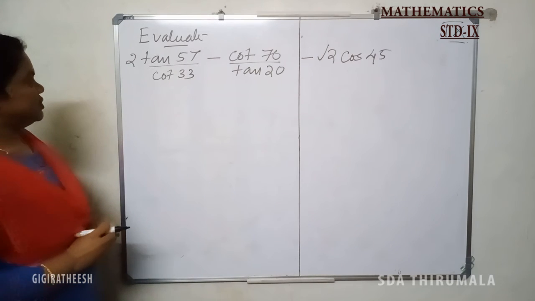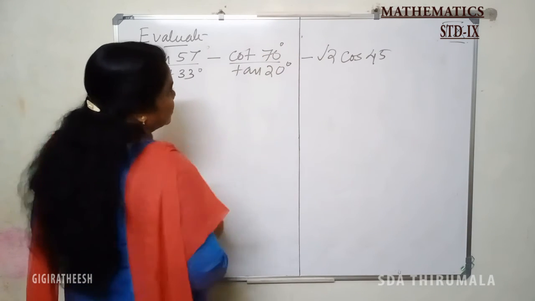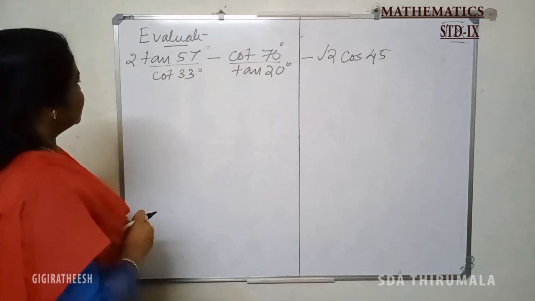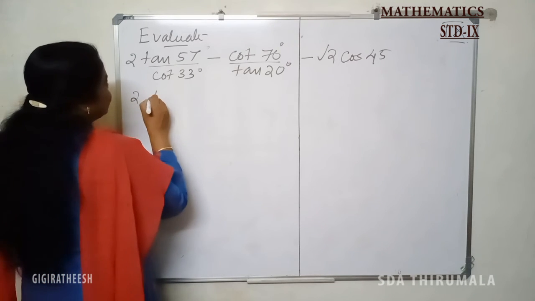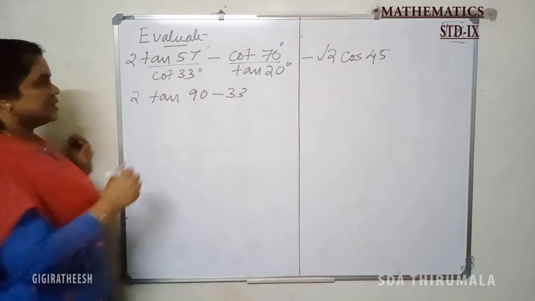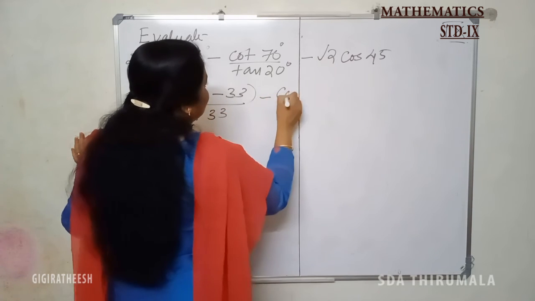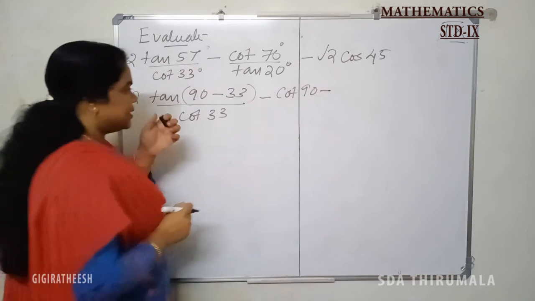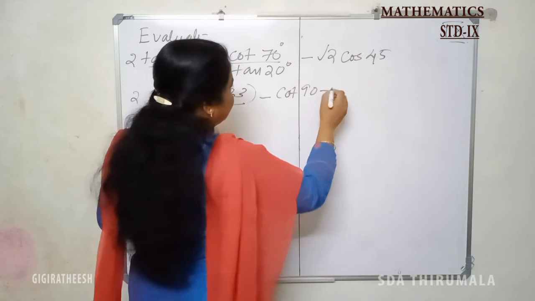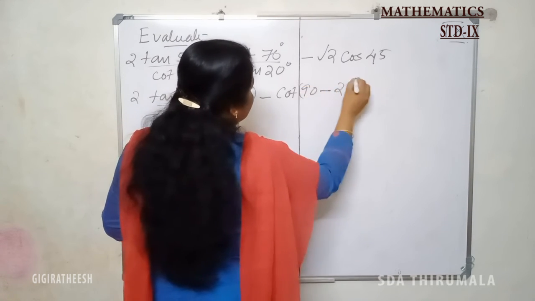Next question, evaluate 2 tan 57 degree by cot 33 degree, plus cot 70 degree by tan 20 degree, minus root 2 cos 45. Changing this, tan 57 is tan 90 minus 33, by cot 33, minus cot 70, which is cot 90 minus 20, by tan 20.